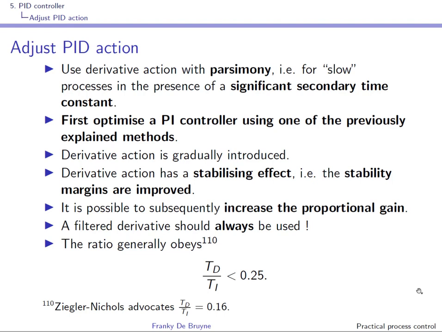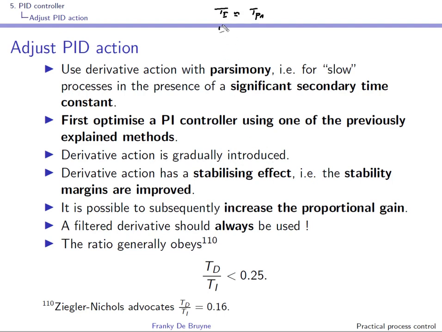So what you could do is look at the step response, approximate it by a second order system with delay, and then you'll have the main time constant and the secondary time constant, right? First thing that you have to do is optimize a PI controller, and remember that for a PI controller what you will choose is TI, the integral time constant, in the neighborhood of the first or main time constant. I'll call it TP1. Then the derivative action is gradually introduced.